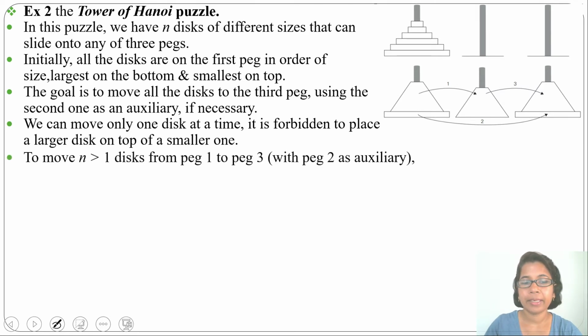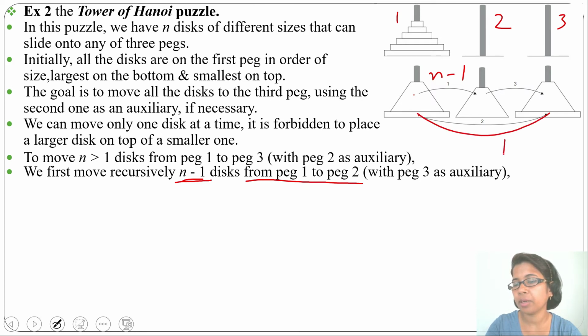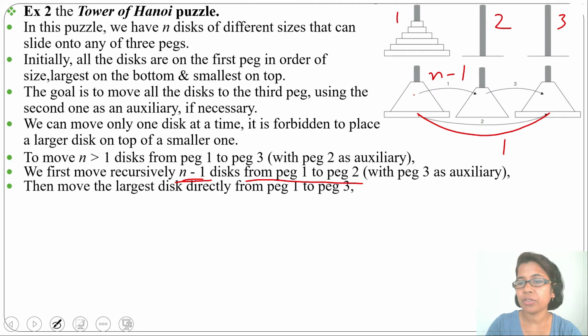To move n greater than one disks from peg 1 to peg 3 with peg 2 as auxiliary, this is peg 1, this is peg 3 and this is peg 2. We first move recursively n minus 1 disks from peg 1 to peg 2 with peg 3 as auxiliary. So here we will move n minus 1 disks from peg 1 to peg 2 with peg 3 as auxiliary. Next we will move the largest disk from peg 1 to peg 3. Here we are doing one move. Next we will move n minus 1 disks from peg 2 to peg 3 using peg 1 as auxiliary.